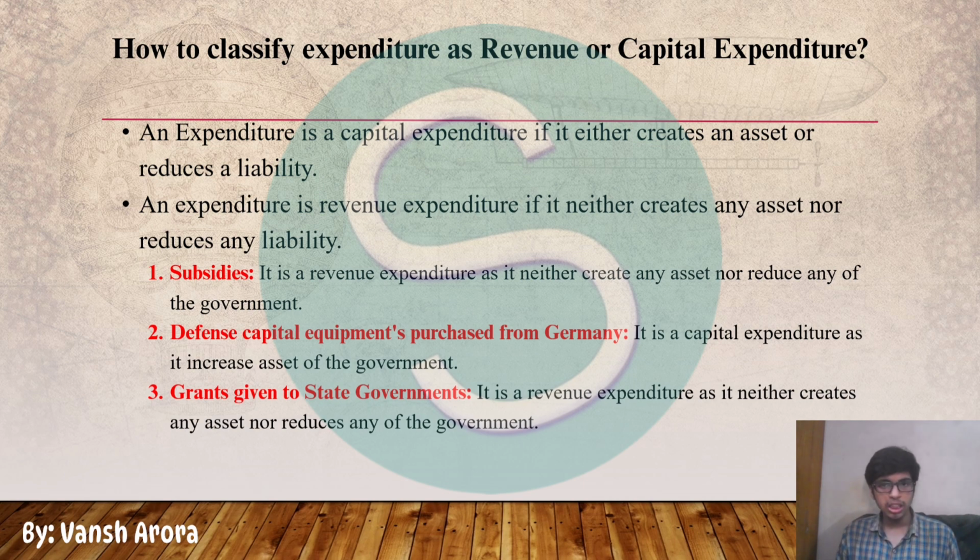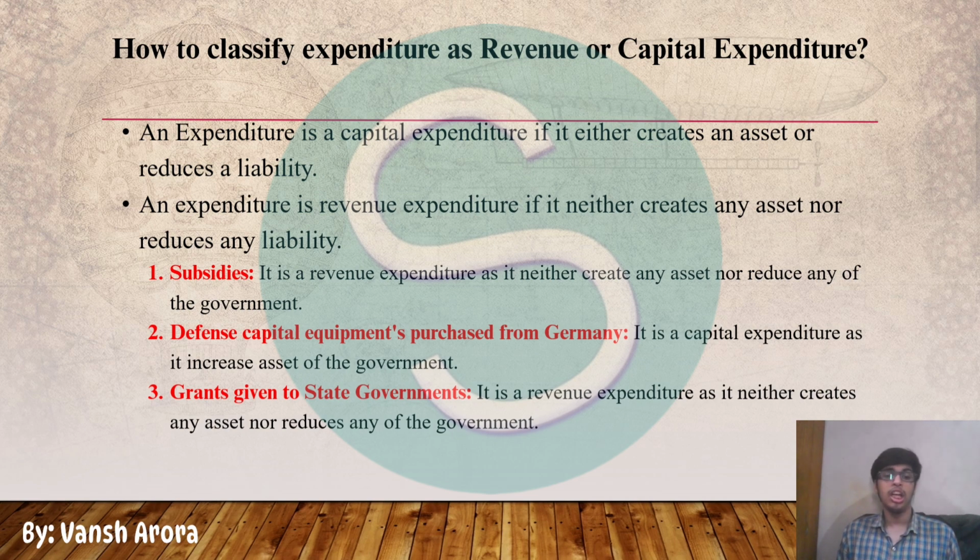Is it clear? Coming to the next one: defense capital equipment purchased from Germany. You have purchased defense equipment from Germany. So it means that you have created your asset. The defense equipment will be considered as your asset. So this kind of expenditure will be considered as a creation of your asset, which means it is a kind of capital expenditure.